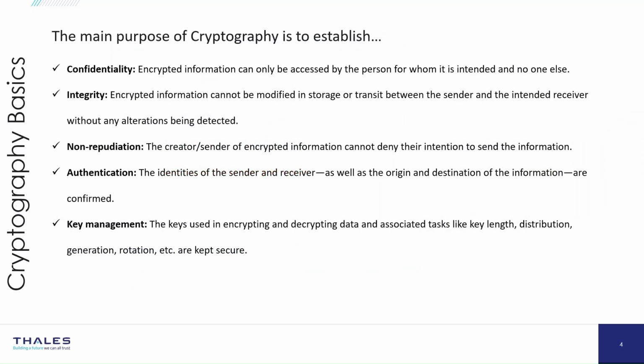Third thing is non-repudiation. It is a combination of integrity and authentication, where the sender cannot deny that he sent the information. Through cryptography, through algorithms like hashing and signatures, which we will be discussing later, someone can make sure that the information that has been received has been sent by a particular sender. Again, authentication is along the same line, where the identity of sender and receiver can be established, and the origin and destination of the information can also be confirmed.